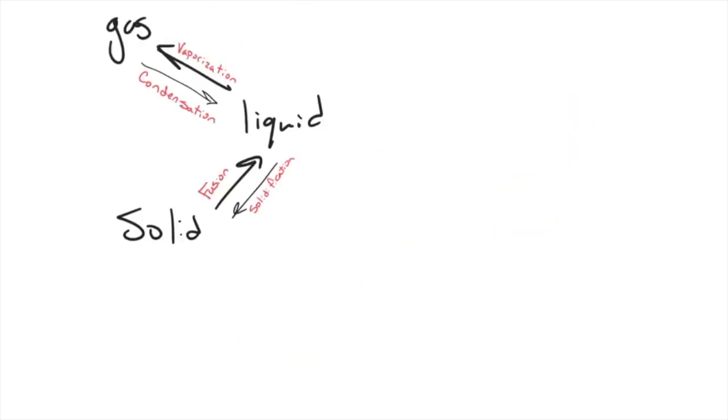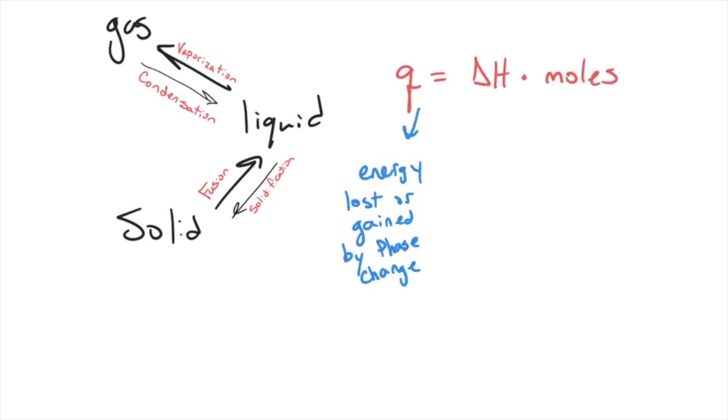The energy lost or gained by a phase change depends on two variables, and we're going to reference one of these two variables using these four words. That formula is Q equals delta H times moles, where Q once again is the energy lost or gained, but this time by a substance going through a phase change. It is important to note that this is in kilojoules of energy. This is different from the last formula because Q was in joules when it's equal to mc delta T, but here Q is in kilojoules.